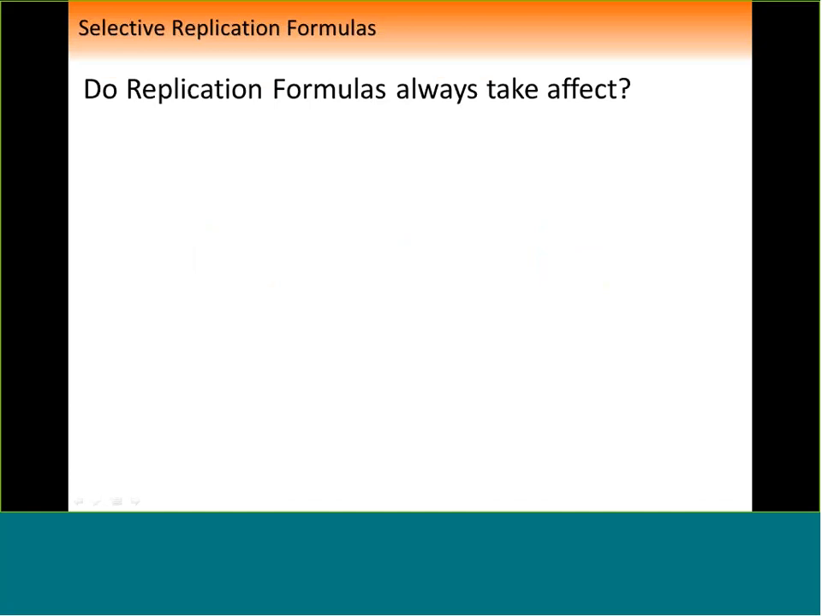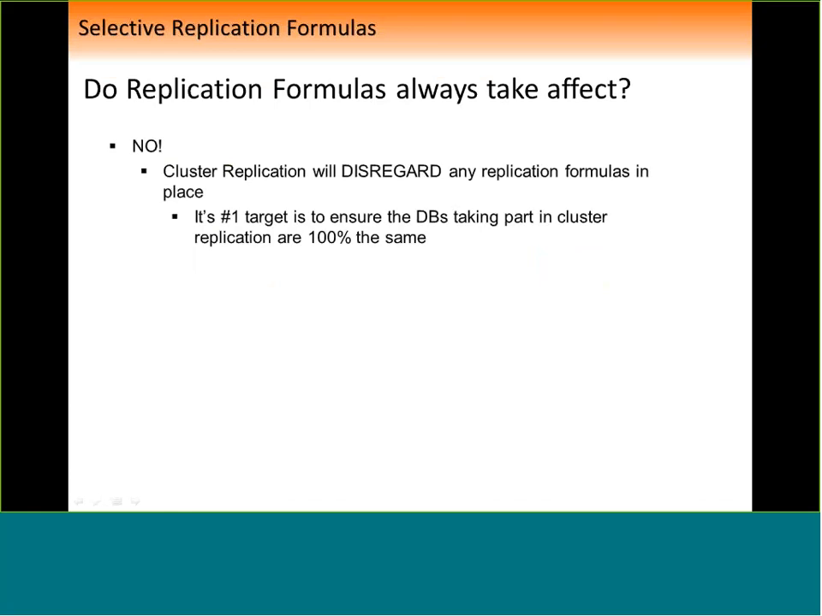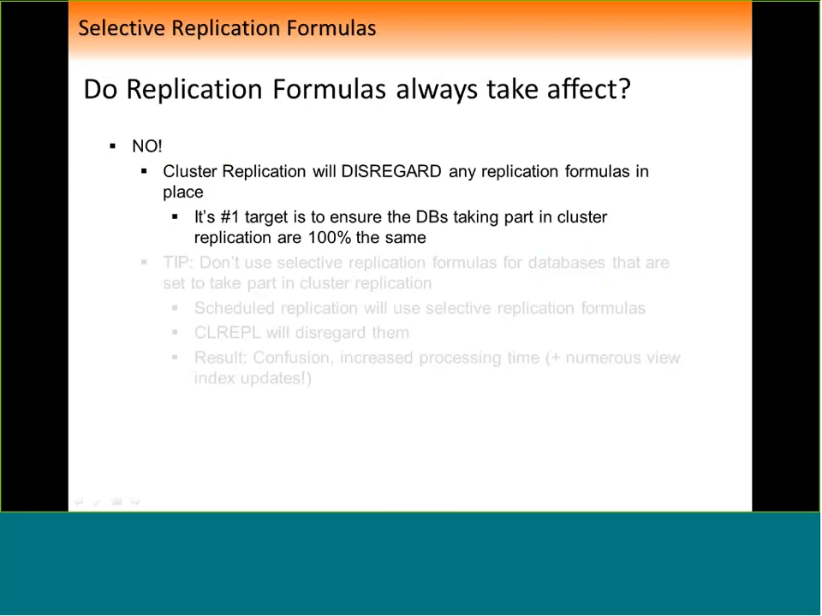Now, another question that's also important to mention is, do replication formulas, selective replication formulas, always take effect? The answer to that is no. The reason why not is because, for example, cluster replication will disregard them. And that is because cluster replication's number one target is to make sure that the database that is taking part in cluster replication is going to have identical replicas should any users fail over, which is kind of the point.